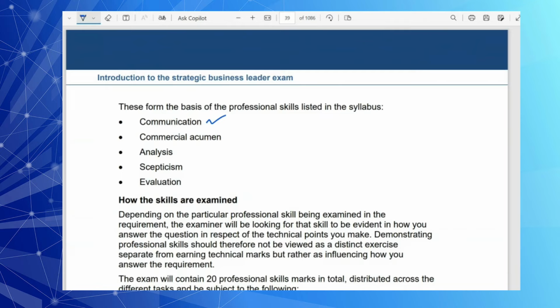Then commercial acumen. Commercial acumen means this is the reason every company recruits staff for senior positions with the same type of experience. If it is a pharmaceutical company, they require experience from pharma. If someone was working in the construction industry, they need experience in this industry as well. So they require commercial acumen. Then analysis: the person should be analyzing and critically questioning, then evaluation. So how are these skills going to be examined in your answers.